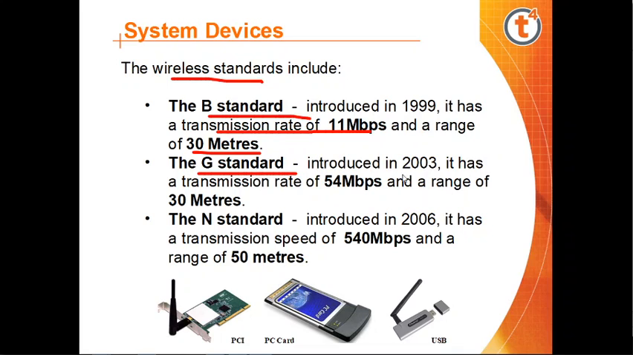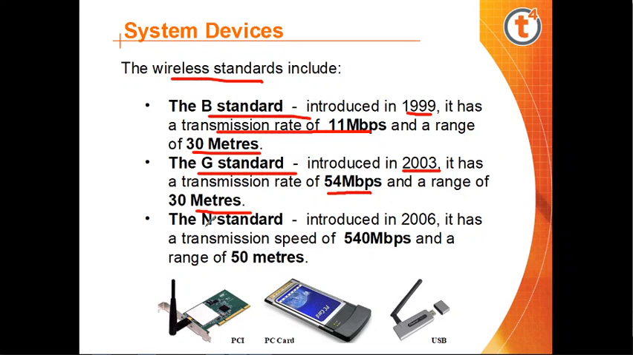The next one is the G standard, introduced in 2003. This is 1999 and this is 2003. It comes after this. For speed purposes it was created. It has a transmission rate of 54 Mbps and the range is 30 meters. The range is similar here. The only thing changed is speed, faster than the B standard.